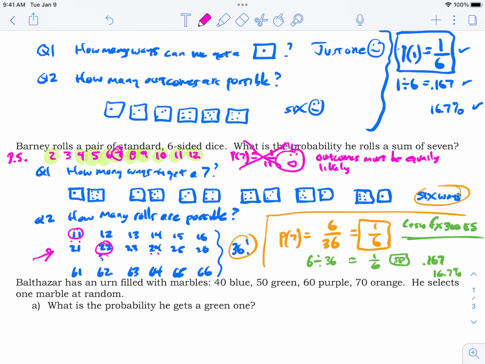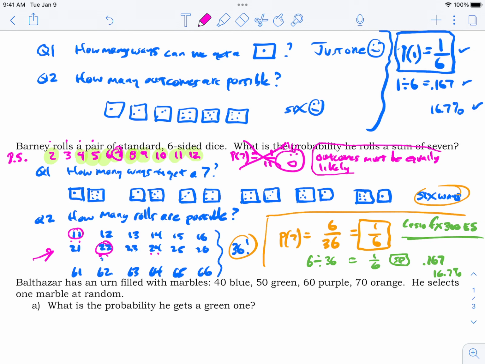But here, getting a 5 for a sum, there's different ways to do it. There's a number of different ways to do it. And there's a different number of ways to get a 4, and there's a fewer number of ways to get a 3, and there's only one way to get a 2. It's not all equally likely. Outcomes must be equally likely. It won't work if it's not. So this is an important point.